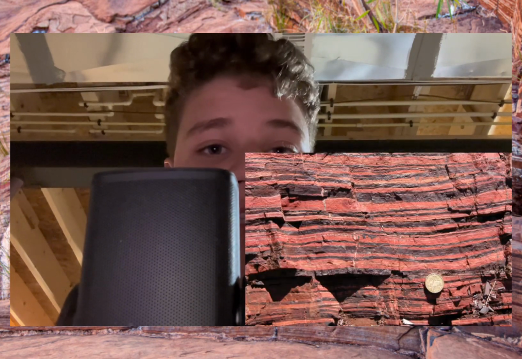This oxygen built up in the water. So much, in fact, that the iron in the water turned to rust. And over the course of a couple billion years, so much iron was deposited that banded iron formations formed. Across the world, there are many different banded iron formations, from Australia to the United States.